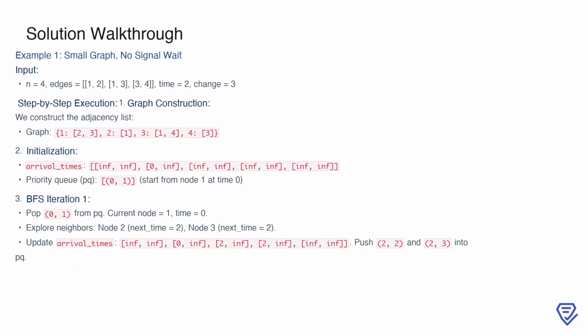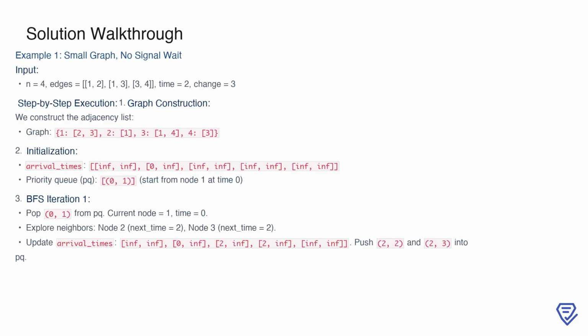To solve this problem, we start by constructing the graph as an adjacency list based on the given edges. Here, the graph is represented as [1,2], [3,2], [1,3], [1,4], [4,3], which means node 1 connects to nodes 2 and 3, node 2 connects back to node 1, and so on.